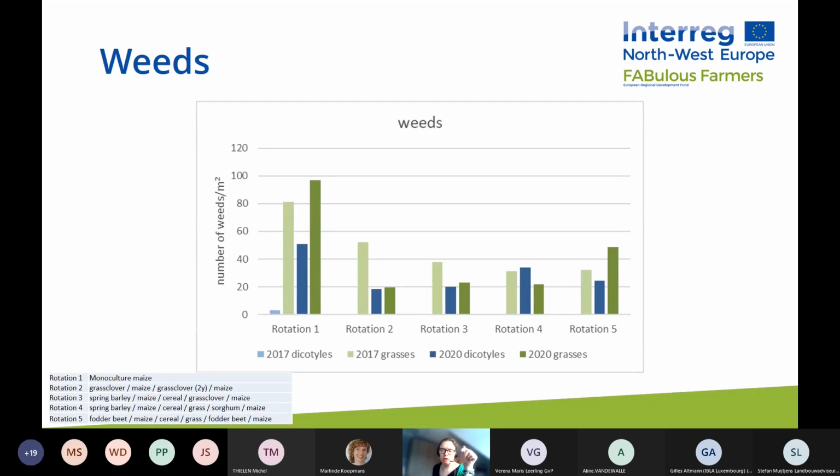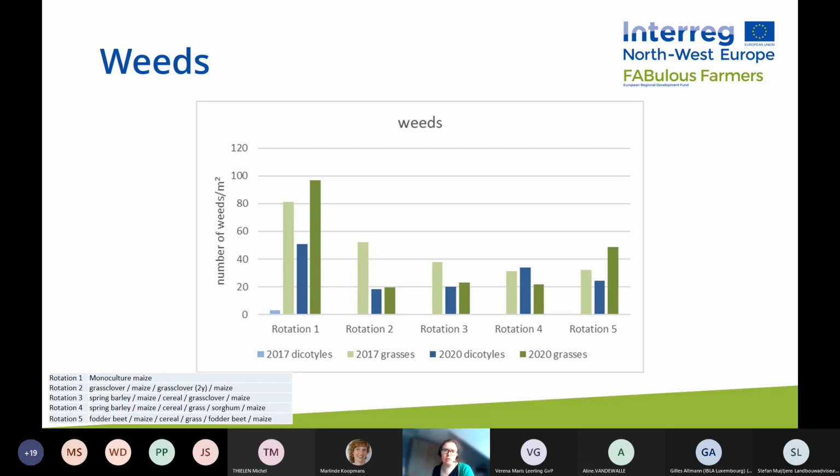Then a last look on this trial of Hooibeekhoeve is on the weeds. Here you see results for 2017 are the lighter colors, and then for 2020 are the darker colors, and then the blue ones are dicotyls and the green ones are for the grasses. And you see for the first rotation, so the monoculture of maize, we had a lot more weeds compared to any other rotation system.